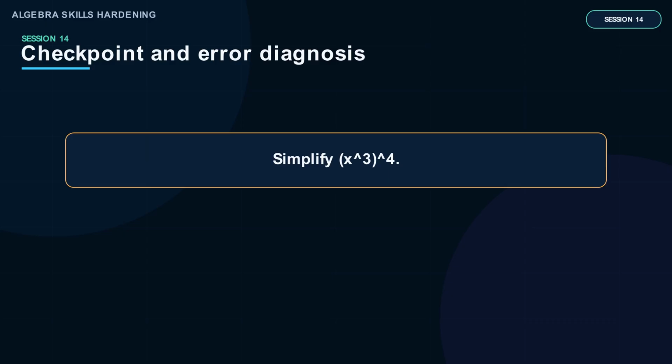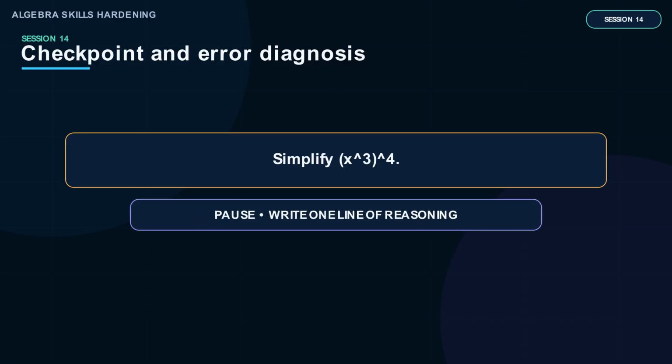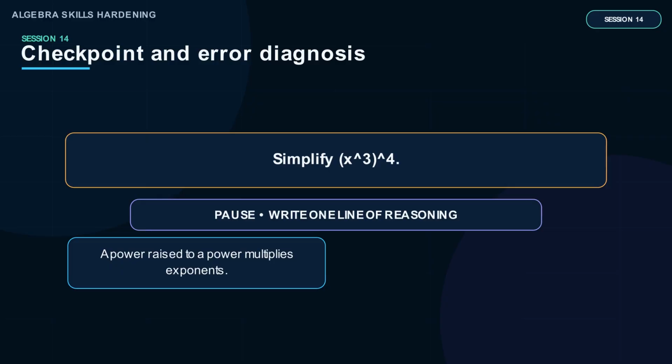Try this checkpoint without copying the example. Simplify x cubed to the power 4. Decide which mathematical fact controls the answer. Write one line of reasoning before you commit. A visible decision is easier to inspect and correct. Hint: a power raised to a power multiplies exponents. Use it to repair your setup rather than guess. An accepted answer is x to the power 12. Explain why it works and name the first step that would expose a common error.